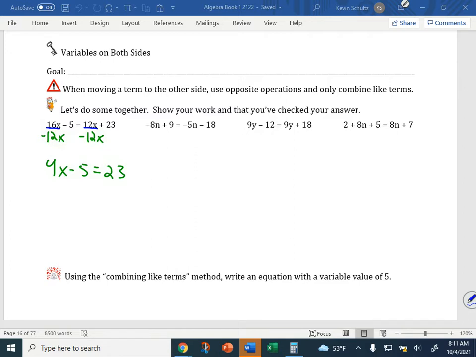I've got 16 on the left, 12 on the right. How many more are on the left? 4. Right? And if you think about it, 16 and 12 is the same as, in basketball terms, 4-0. You're up 16-12, you're up 4-0.